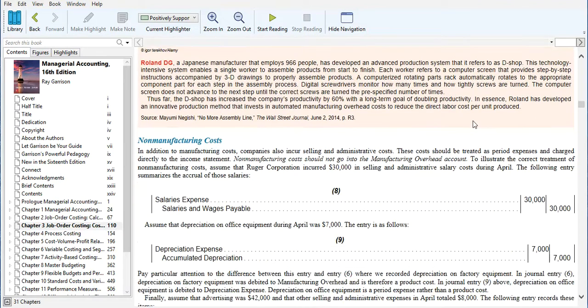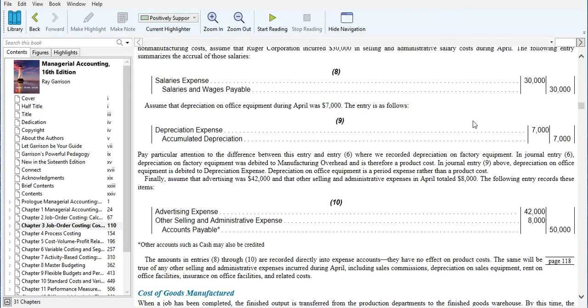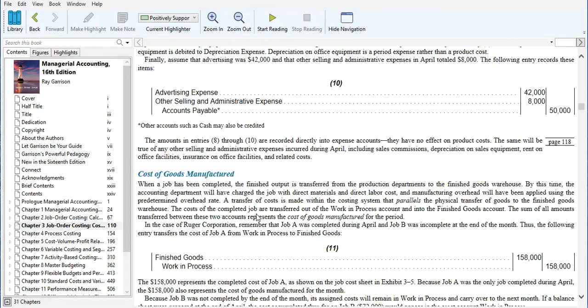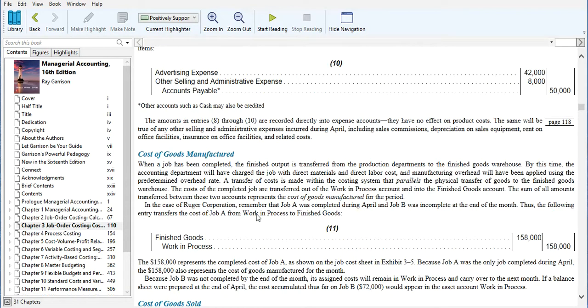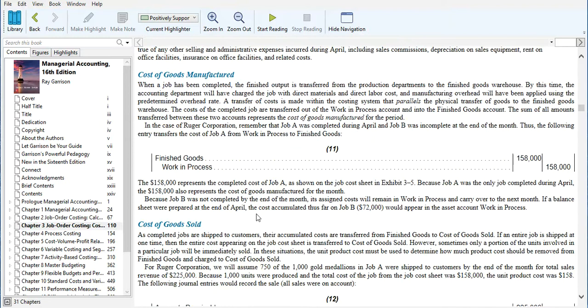When you get to non-manufacturing costs, these are going to be things like salaries for admin and selling. You're going to have a depreciation expense, not on the factory, but on the administration offices. You may have advertising or other expenses in the offices. That all is going to go into the period cost we'll call selling and admin expense.